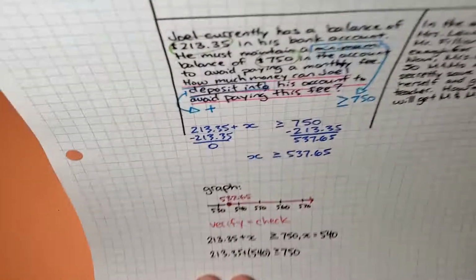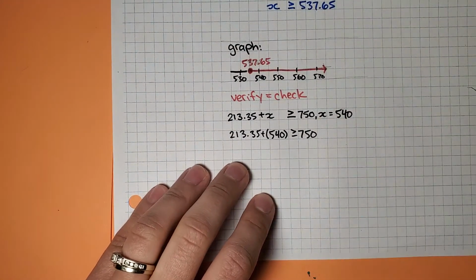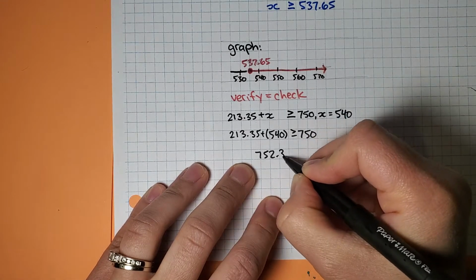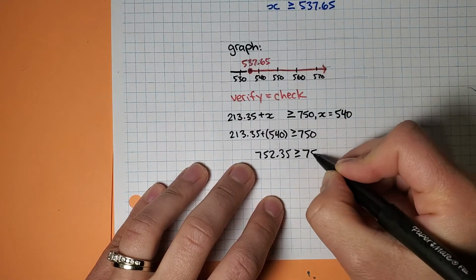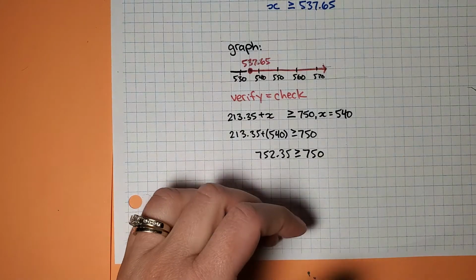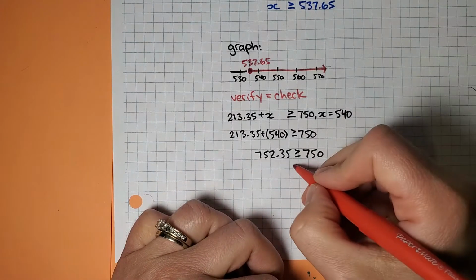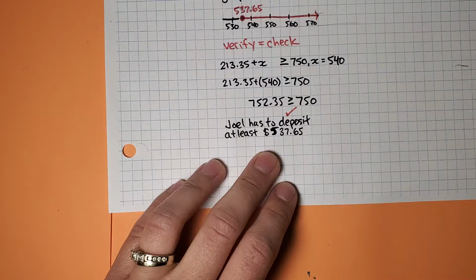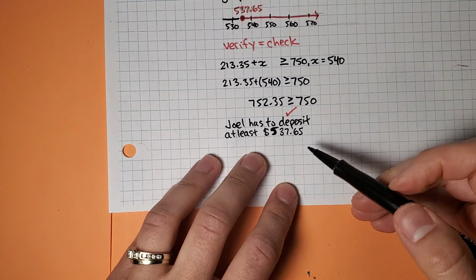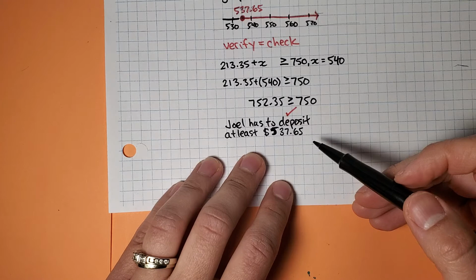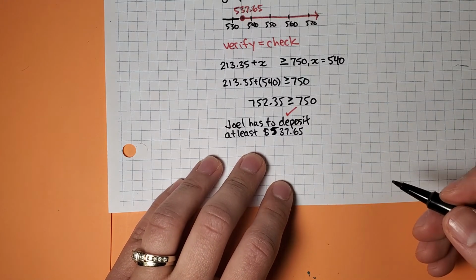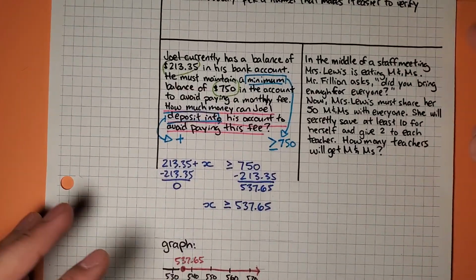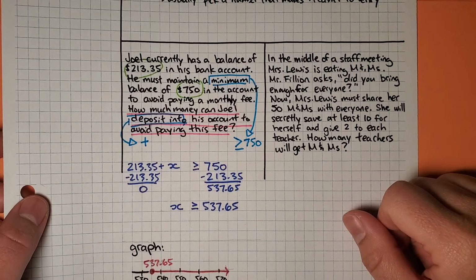So you substitute, same as when you're doing algebra. Solve it all the same ways. Substitute in like that. I find that after I add it, I get $752.35. I write that. Is it true? Is $752.35 greater than 750? Yes. So Joel has to deposit at least $537.65 to avoid paying that bank fee. All right, so that's a little bit on inequalities. Watch the next video and I'll solve this next question.